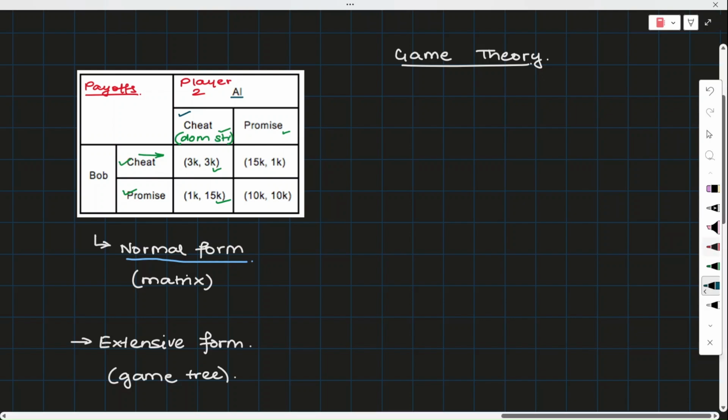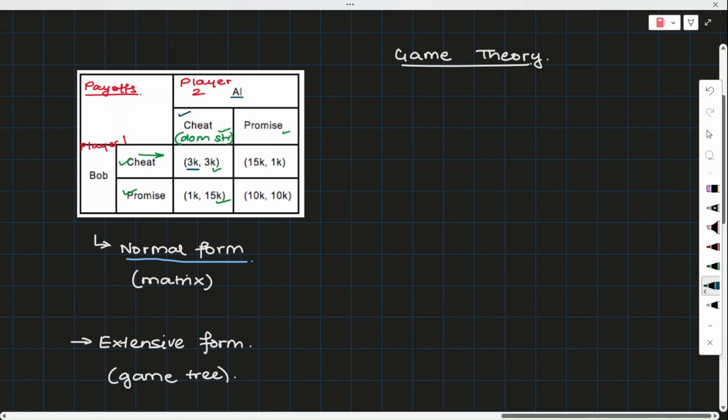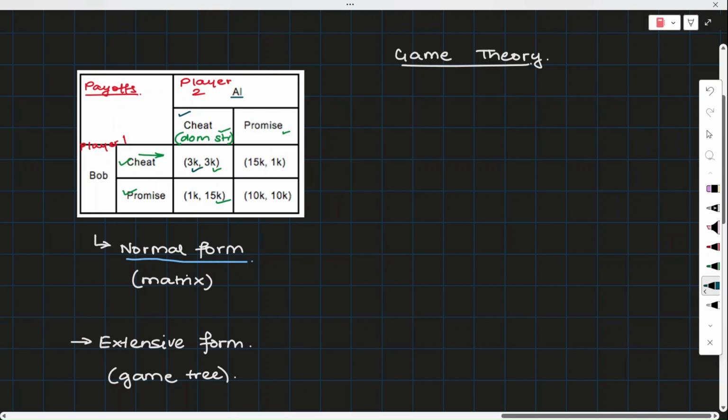But since Bob is player 1, I'll write it here once again for you to remember that Bob is player 1. So when we look at Bob's payoff, we have to ensure that we are looking at the first number. Suppose Al cheats, then Bob, if he cheats, gets a payoff of 3k, but if Bob promises, he gets a payoff of 1k. Remember, we are assuming that Al is cheating, so we are operating on this particular column. So Bob has two options. Cheat involves a payoff of 3k and promise involves a payoff of 1k. Naturally, considering that it's monetary compensation, we assume 3k as the higher payoff.